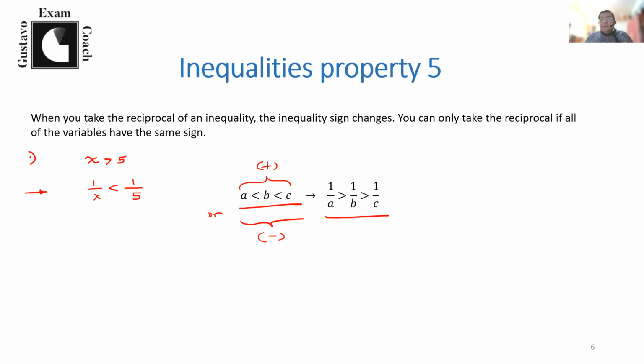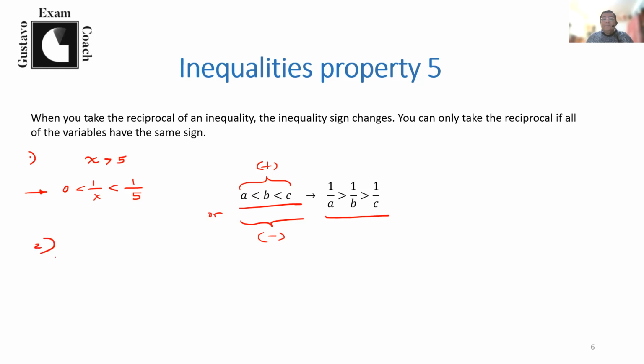But if you know that x is positive, the inverse of a real number or its reciprocal will never have a different sign. If x is positive, the inverse of x is also positive, and vice versa. If x is negative, the inverse of x will also be negative. So remember that although we're saying that 1 over x is less than 1 over 5, 1 over x is still positive. Okay? Be careful about that.